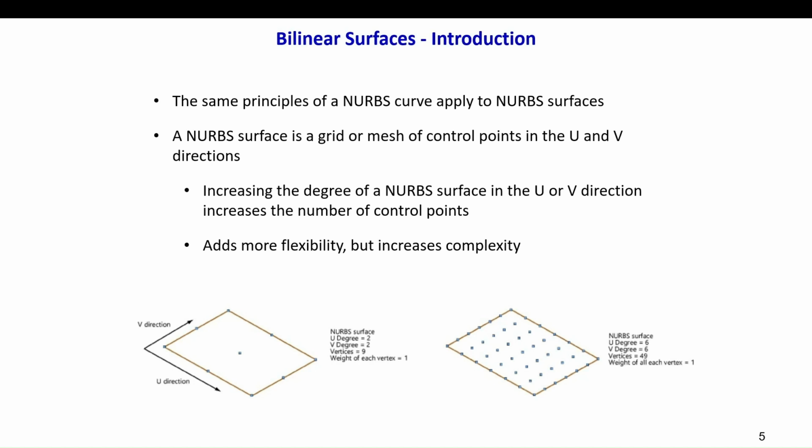but also increases complexity. On the figures below, you can see on the left side is a surface of degree 2. It has 9 vertices. The picture also depicts the U and V directions. The figure on the right is of degree 6, and you can see that there are a lot more control points on the surface. This will allow you to manipulate the surface more freely, with more flexibility to generate a surface that meets the needs of the requirements.